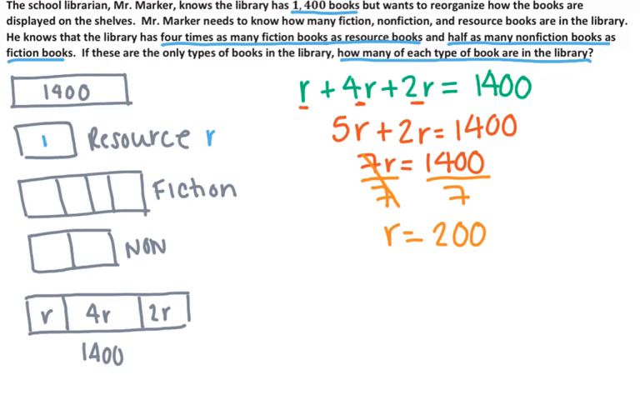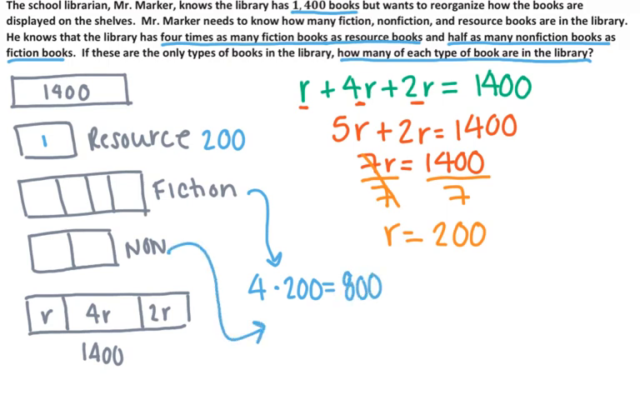So we solved part of the question because we know that there are going to be 200 resource books, but we want to know how many of each type of book are in the library. So we can do this by plugging in 200 into the other equations. So for fiction, we had 4R, or 4 times 200, which is going to give us 800. And then for nonfiction, it was 2R, or 2 times 200, which is equal to 400.